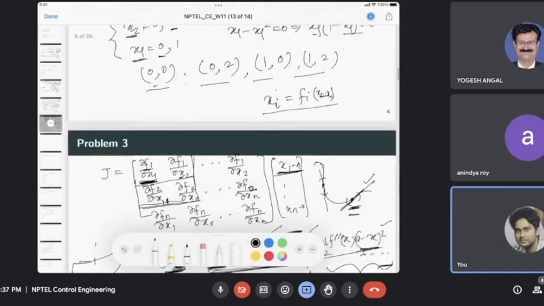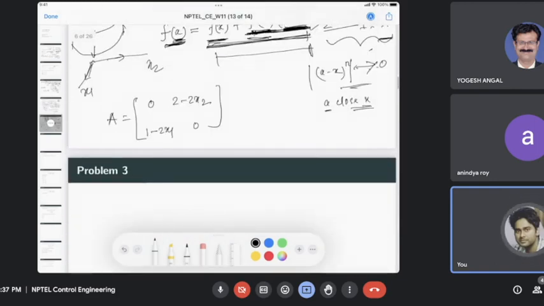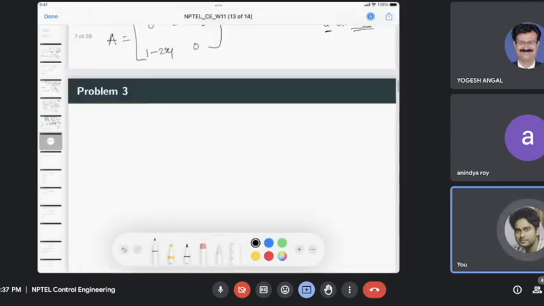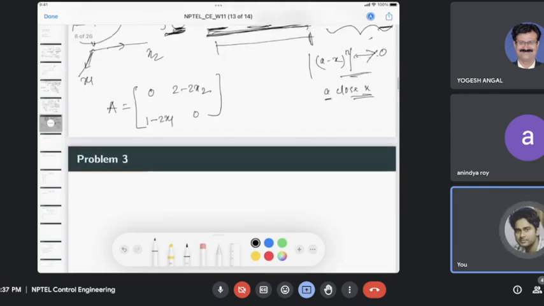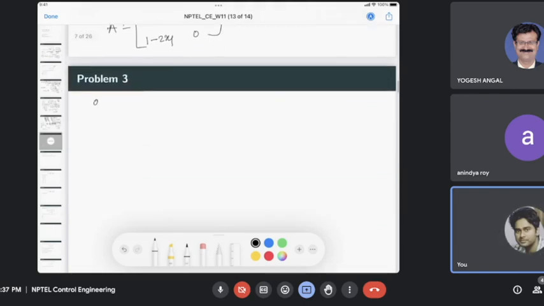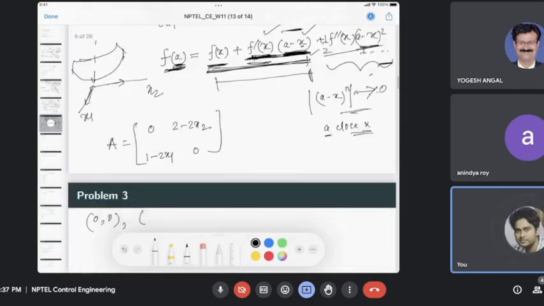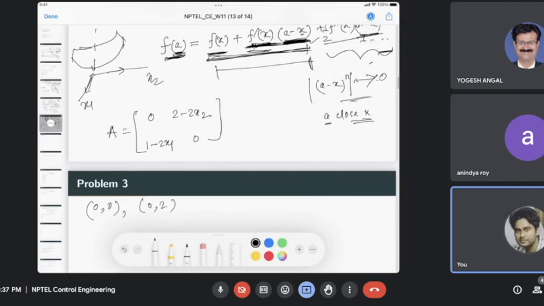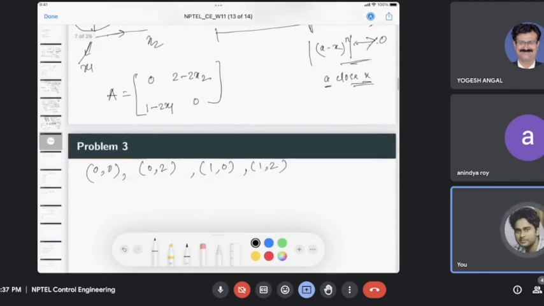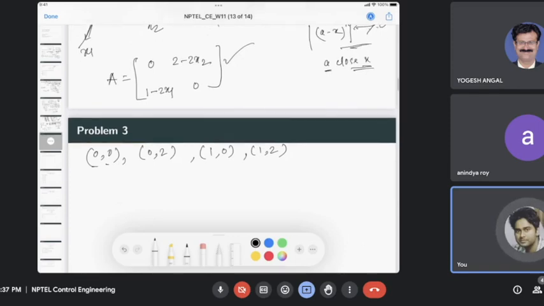Okay, and we see that we want to analyze in the neighborhood of this point. The equilibrium points we found are (0, 0), (0, 2), (1, 0) and (1, 2). We just substitute those values, that is x1 and x2, into the A matrix, and then we can find the value of the A matrix at each point.